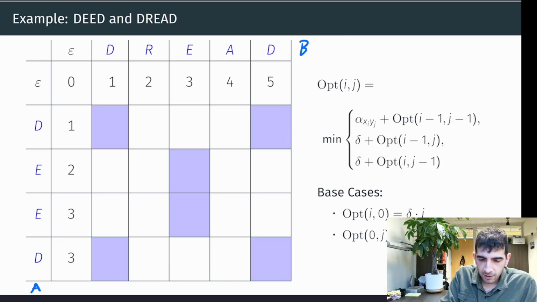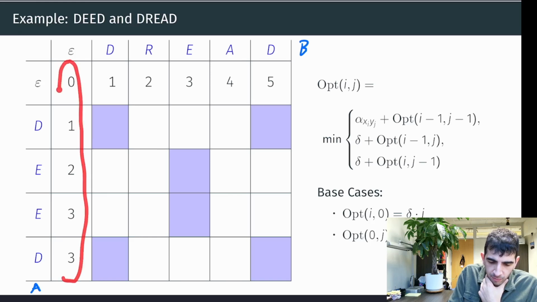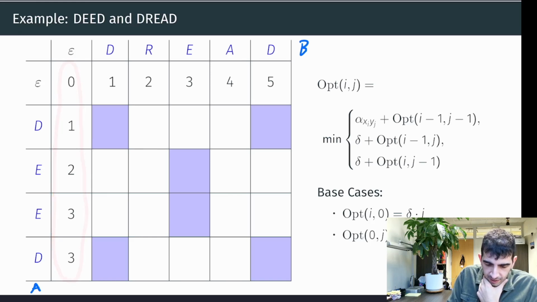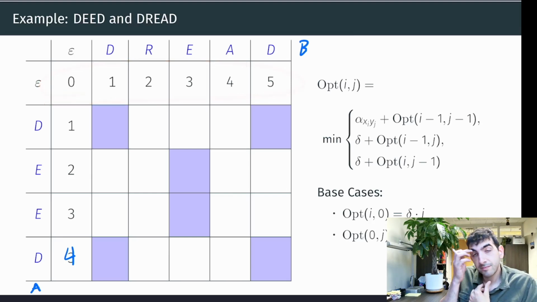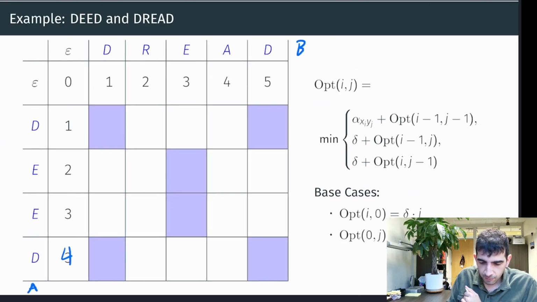And then we just fill out the base cases. We say, if the prefix B is equal to an empty string, then the cost of alignment is simply the number of letters in the prefix of A. Similarly, and this should be 4. Similarly, we have the same thing here. Okay, so we have the base cases.